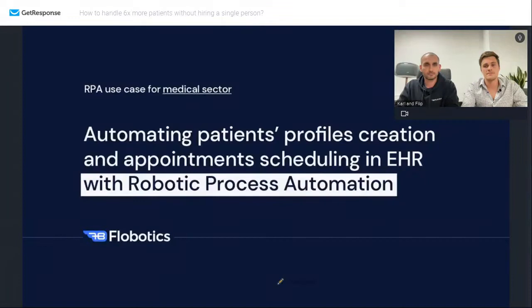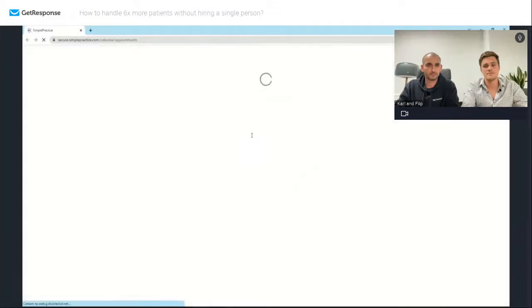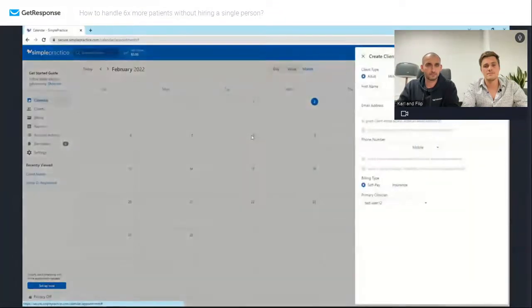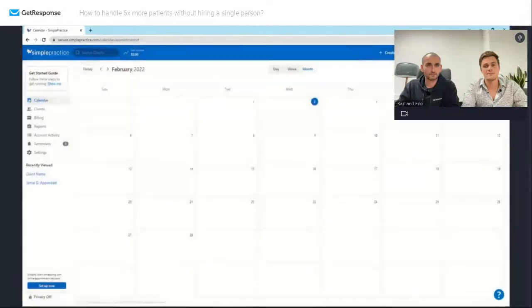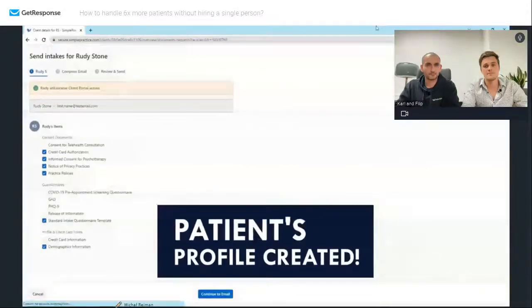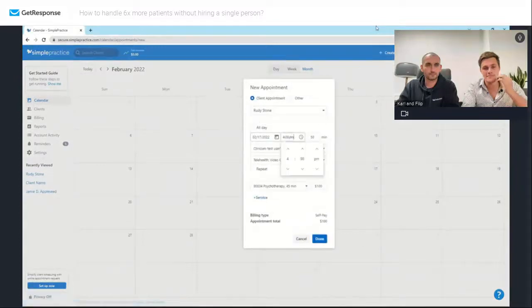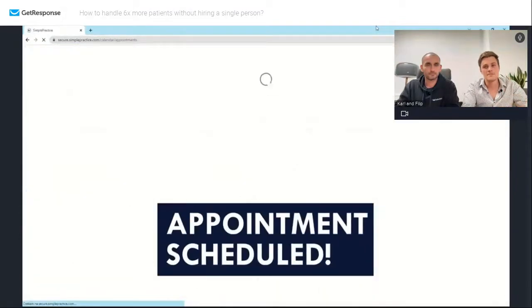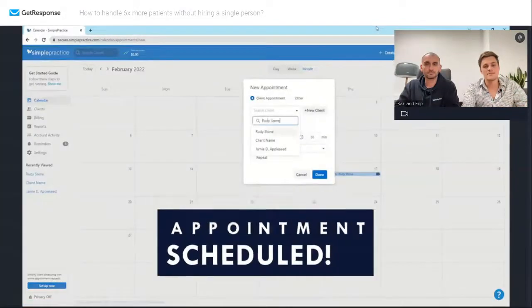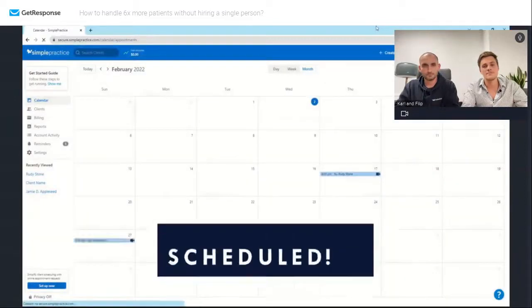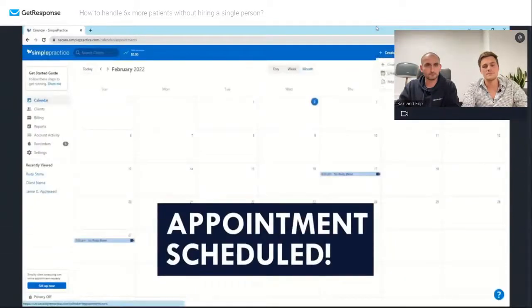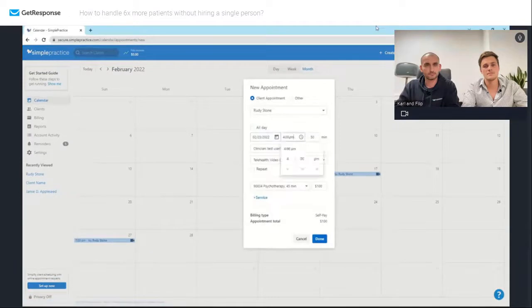Here is an example of EHR automation with RPA. First, a patient profile in Simple Practice EHR is created automatically in seconds. Poof, done. Now we need to schedule some appointments. RPA bot, using data from an external source, spreadsheet or CRM, is filling up the calendar in the blink of an eye. Let's see that again and compare to the manual process.